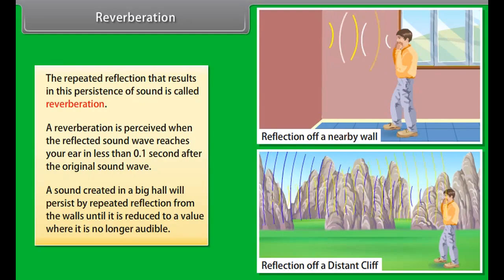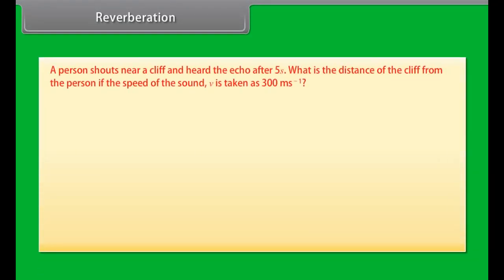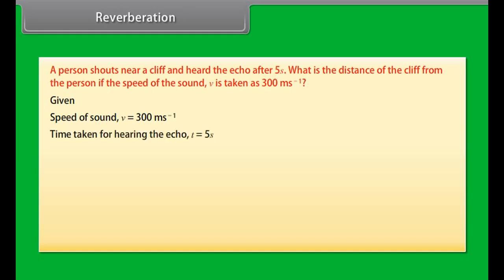Let's now solve a problem. A person shouts near a cliff and hears the echo after 5 seconds. What is the distance of the cliff from the person if the speed of the sound, v, is taken as 300 meters per second? Given that the speed of sound v is 300 m s^-1. Time taken for hearing the echo, t, is 5 seconds.